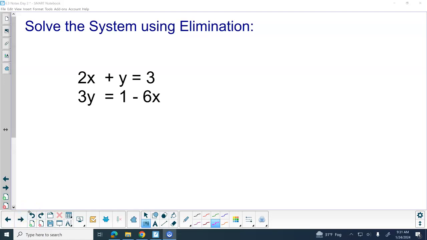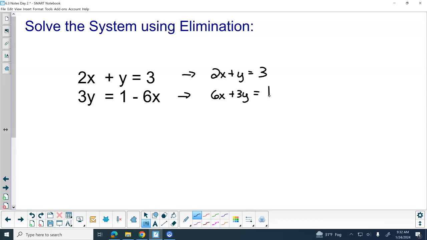So first we got to line them up. So I'm going to have to move this 6x to the other side, so that's going to become positive 6x. Then plus 3y equals 1. Okay? What variable you want to eliminate? X's or y's? X? Okay, right?